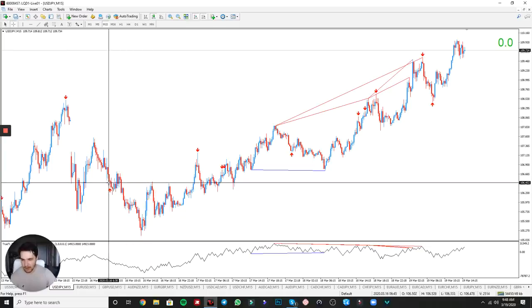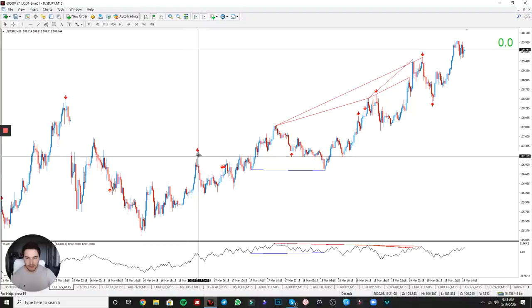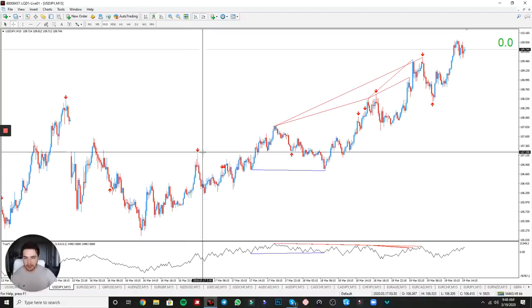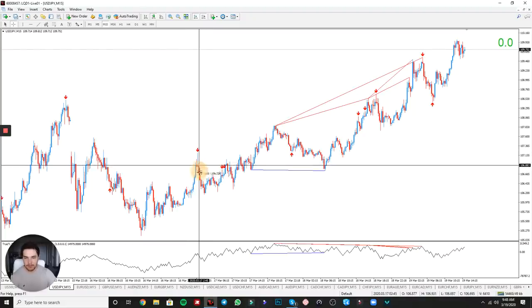If you would have gotten in right here, obviously that would have been a losing trade. If you would have gotten in right here at the close of this candle, you would have caught around 67 pips.